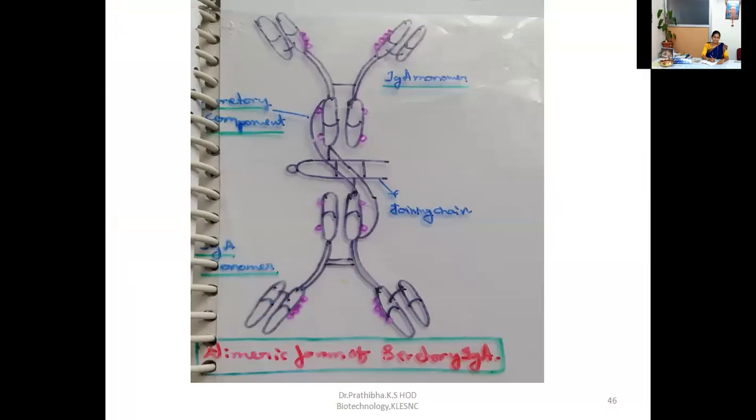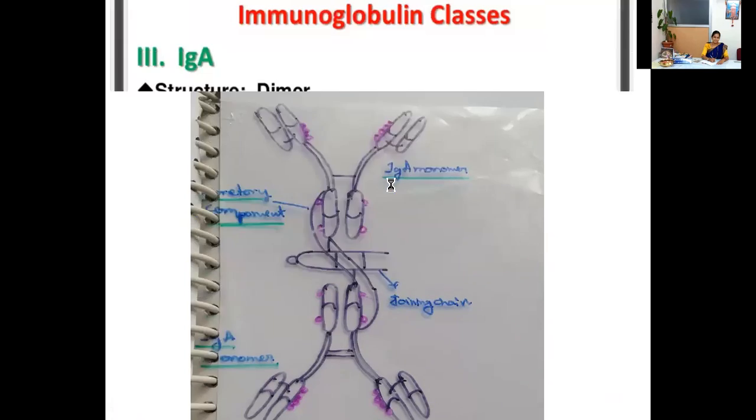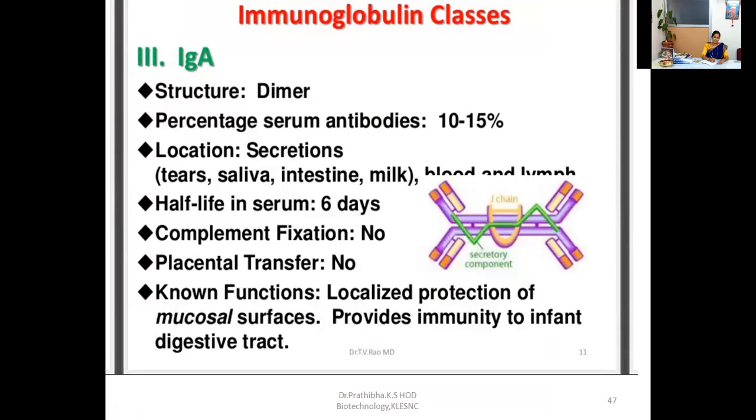This is the structure of immunoglobulin IgA, the dimeric form of secretory immunoglobulin A, where you can see one IgA monomer and another IgA monomer, held together by the S-shaped secretory component, basically a polypeptide chain, and also stabilized by the joining chain, that is the J chain. To summarize the IgA structure: it is a dimer, 10 to 15% of serum antibodies, located in secretions like tears, saliva, intestine, milk, and also found in blood and lymph.